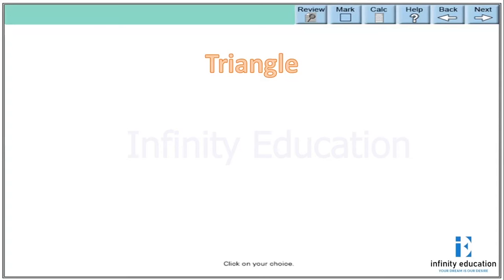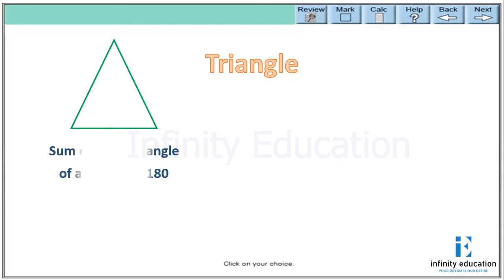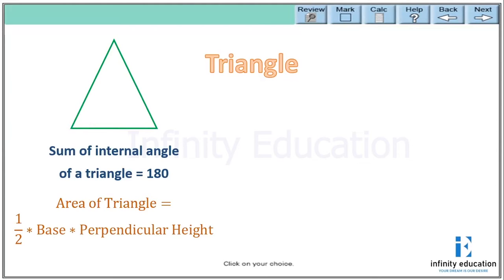Today in our 24th class, we will learn something about triangles. So this is how a triangle looks like. At the same time, we should know some more about the triangle, like the sum of the internal angles of a triangle is 180 degrees. Area of a triangle is half into base into perpendicular height. So remember one thing, whenever you are calculating, it has to be the perpendicular height each and every time.